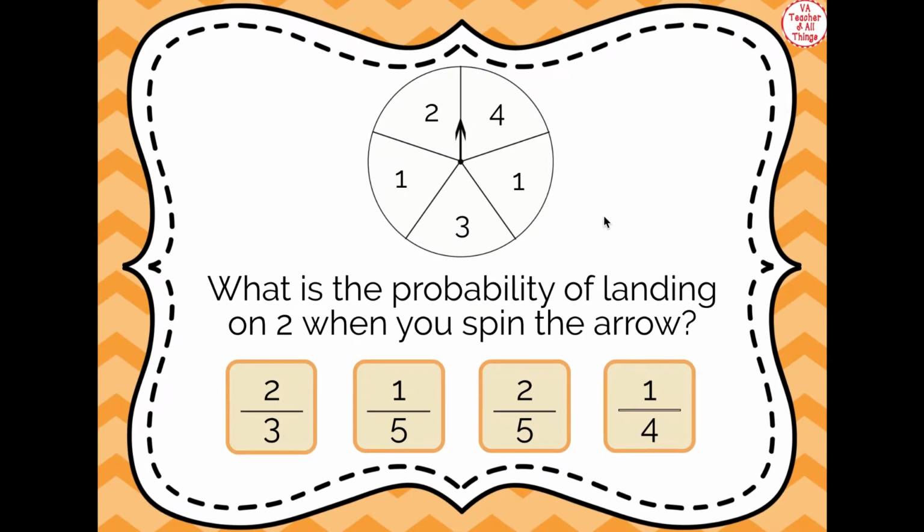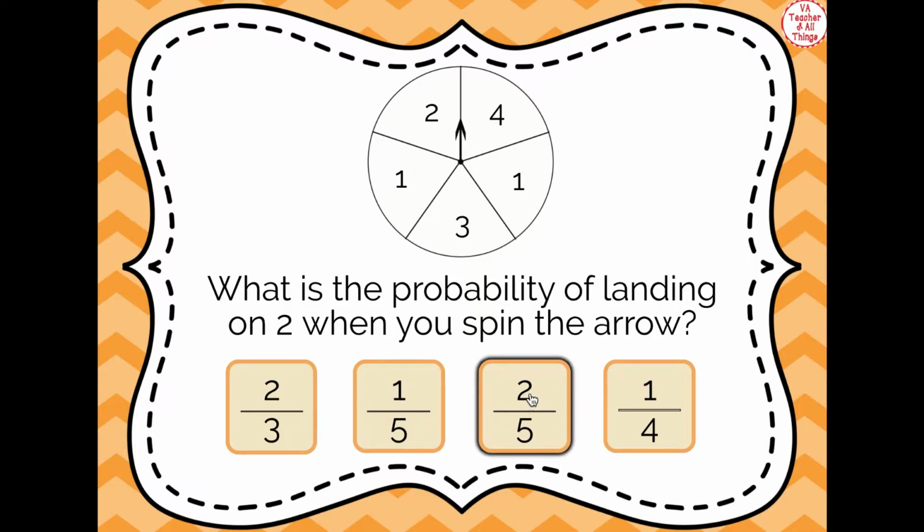Okay, what is the probability of landing on a 2 when you spin the arrow? All right, well, here's the arrow, and if I spun it one time, there's a 2, a 4, a 1, a 3, and another 1. Well, there are 1, 2, 3, 4, 5 total spaces, so that has to be my denominator, so it's got to be one of these. And there's only 1 chance, so it has to be 1 out of 5.